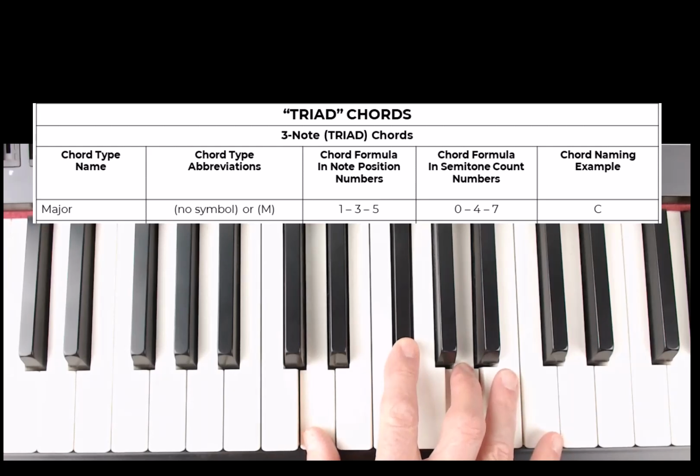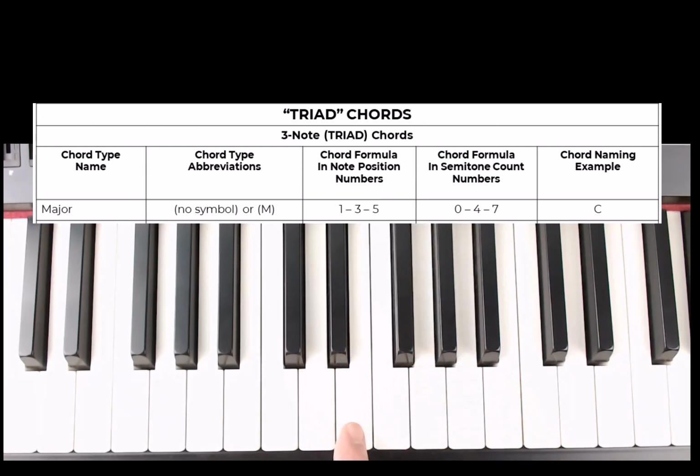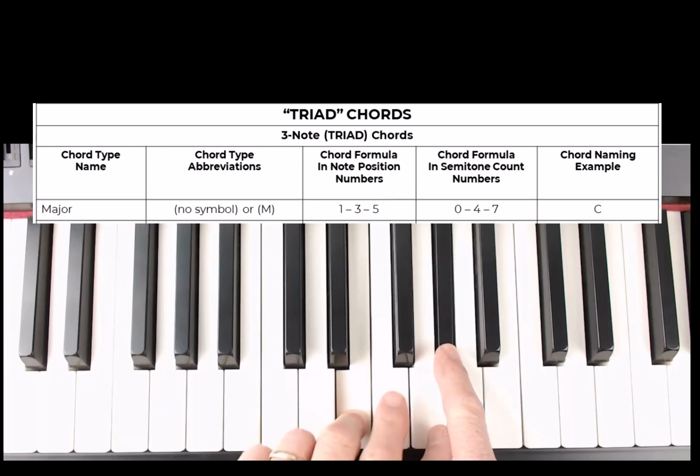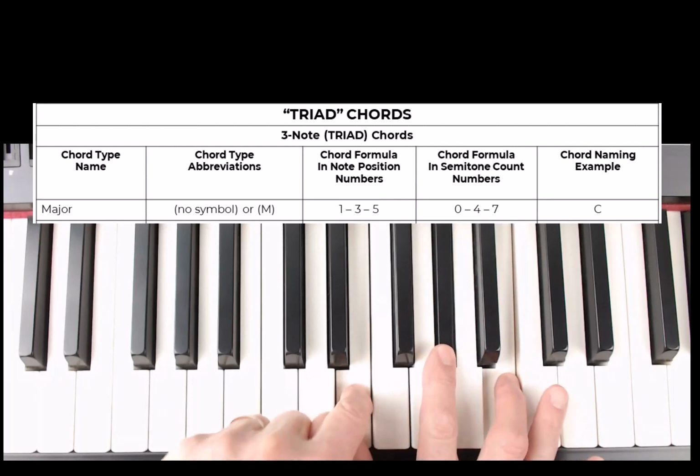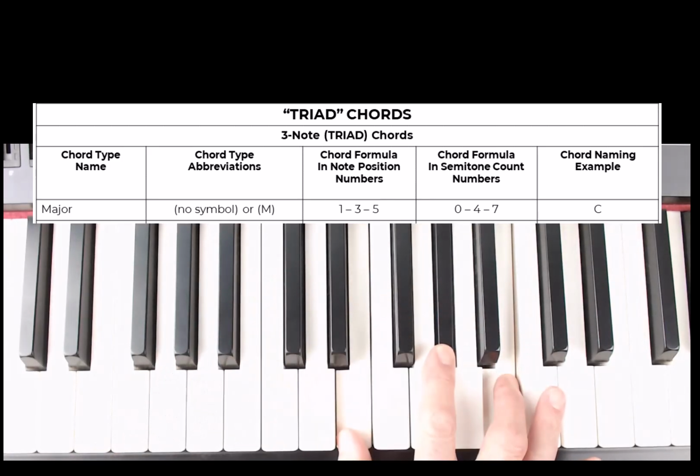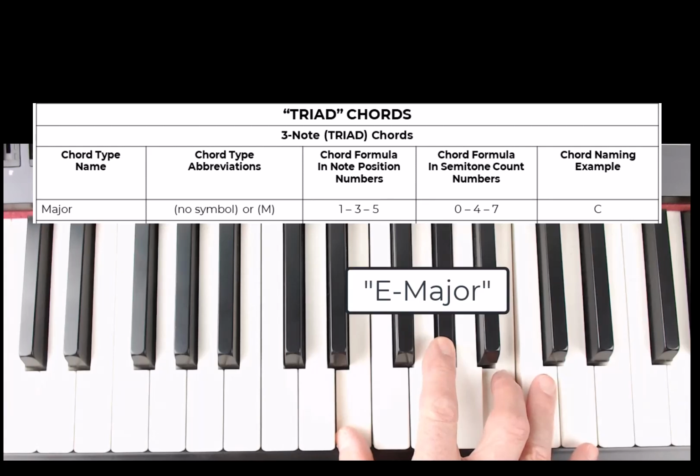Well, let's try an E. We're right here close. An E major chord would be starting on the E note as 0. Then we're going to count 1, 2, 3, 4. And then we're going to go 5, 6, 7. So these 3 notes, 0, 4, 7 count in semitones, gives us an E major chord.